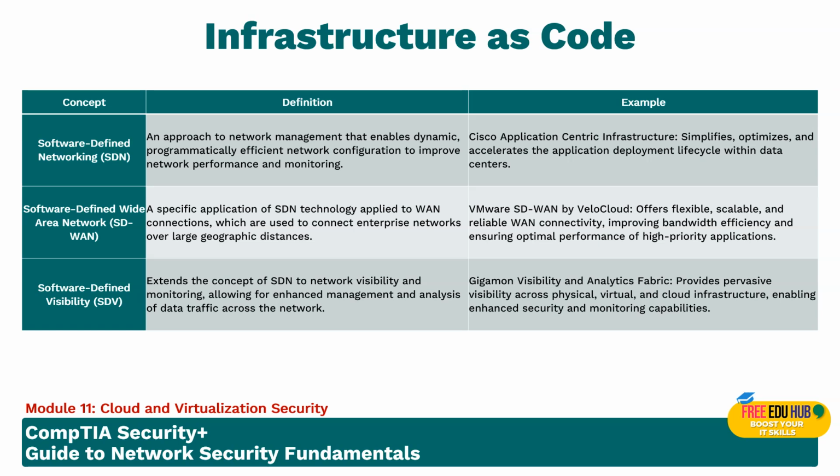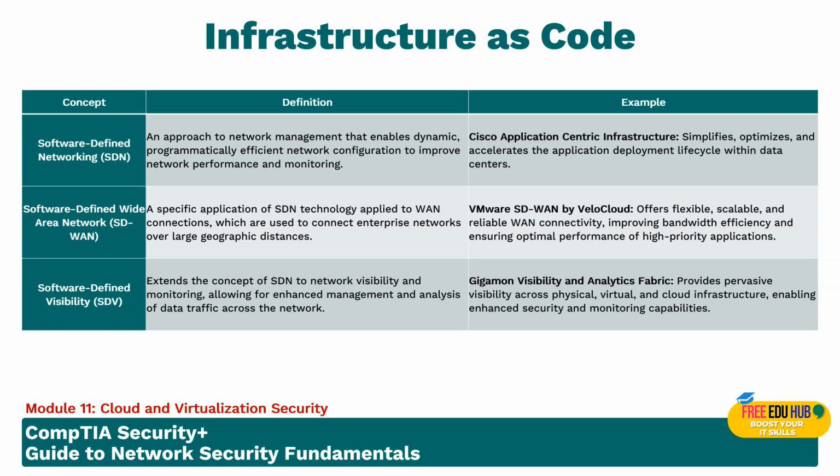Then we have software-defined networking, the approach in network management that enables dynamic, programmatically efficient networks, configures and improves the network performance by monitoring it. Cisco Application Centric Infrastructure could be an example of it, which simplifies, optimizes, and accelerates the application deployment lifecycle within data centers. So SDN enhances the network flexibility and makes it easier to deploy new services, reduce cost, and improve the network management and performance, etc.